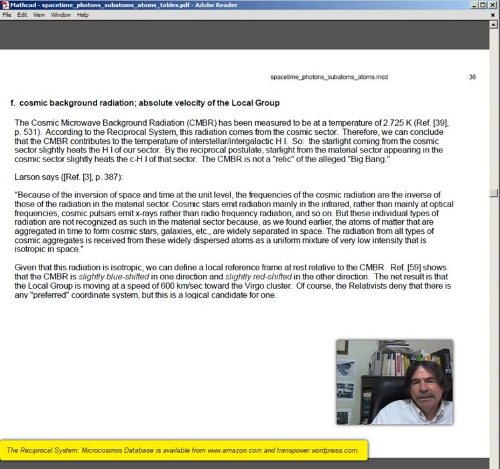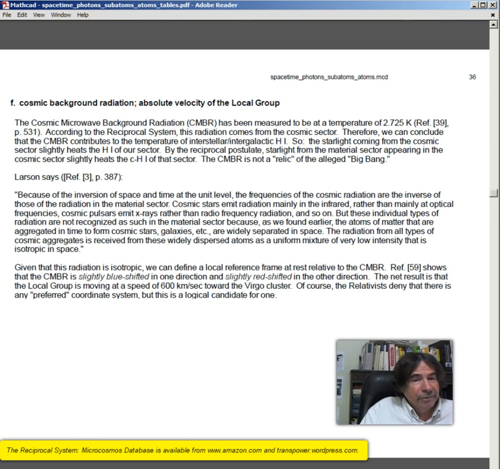Given that this radiation is isotropic, we can define a local reference frame at rest relative to the CMBR. Reference 59 shows that the CMBR is slightly blue shifted in one direction and slightly red shifted in the other direction. The net result is that the local group is moving at a speed of 600 kilometers per second toward the Virgo cluster. Of course, the relativists deny that there is any, quote, preferred coordinate system, but this is a logical candidate for one.